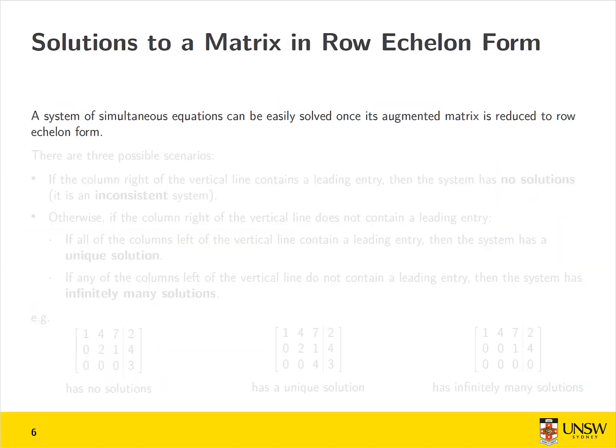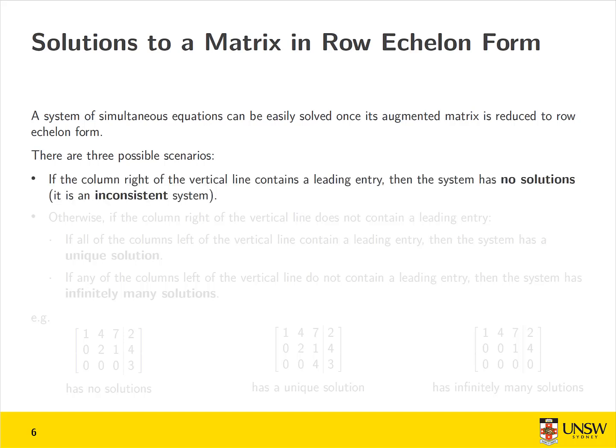Once we have reduced an augmented matrix to row echelon form, we still need to find the solutions to the original system of equations. As we saw in the earlier example, this is done by rewriting the lower rows as equations and solving for the unknowns. We can actually deduce some properties of the solution set for a system of equations just by looking at the shape of the augmented matrix in row echelon form. There are 3 possible such scenarios.